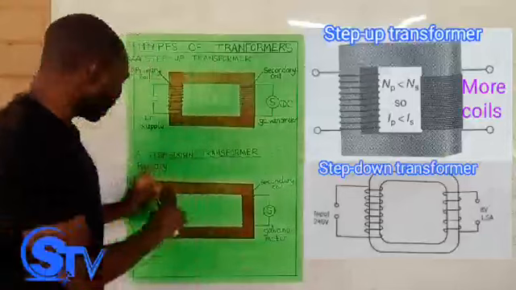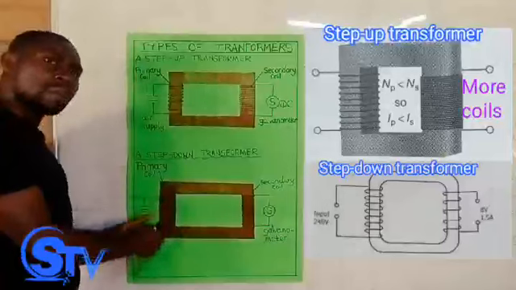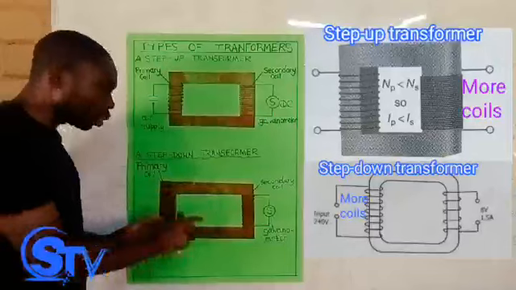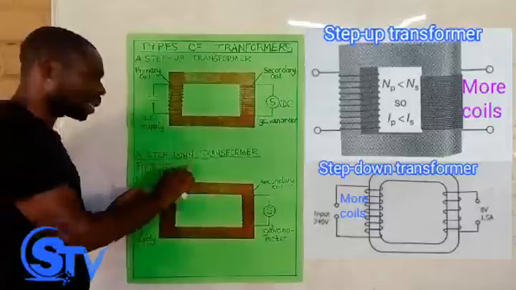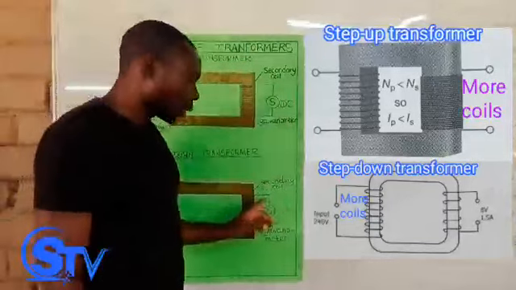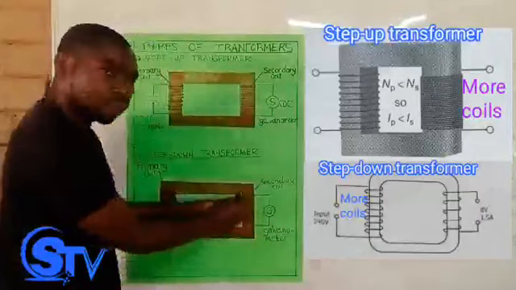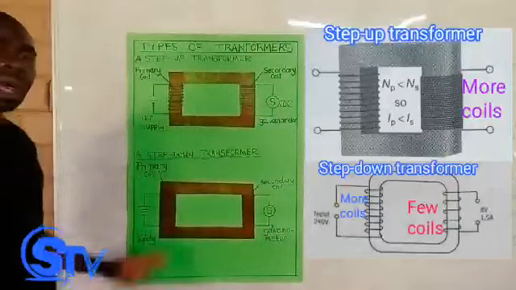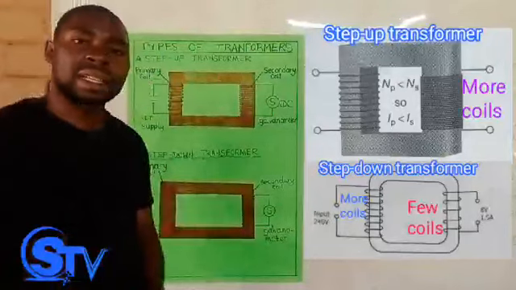When you look at the step-down transformer, you will discover that the primary coil has more turns or number of coils. In this regard, it should click in your mind that this is the step-down transformer. On the other hand, when you look at the secondary coil, it has few turns compared to the primary coil, and that should also confirm that this is a step-down transformer.